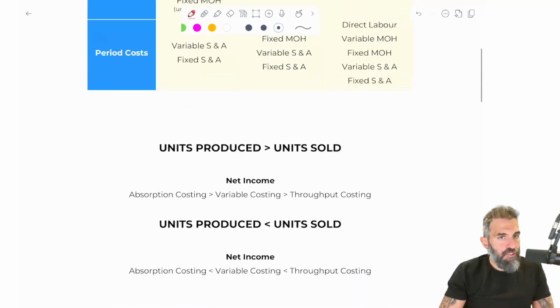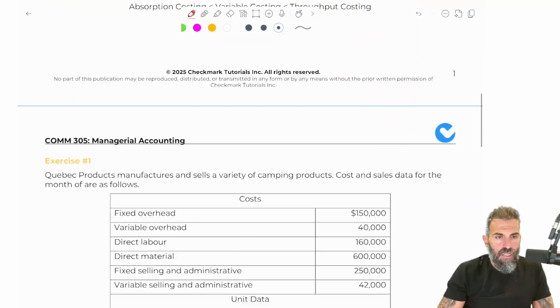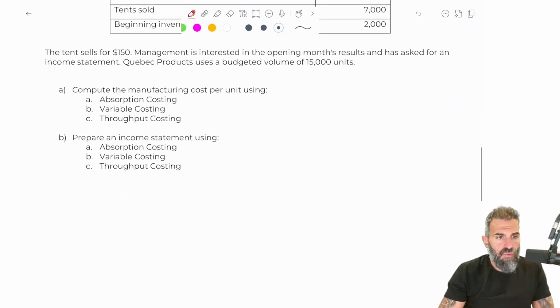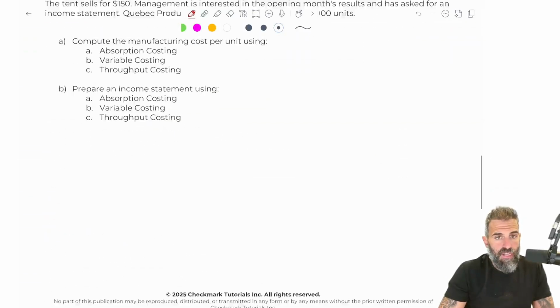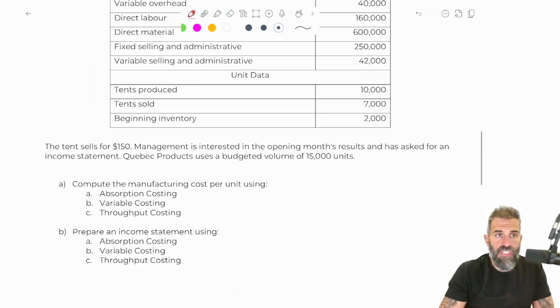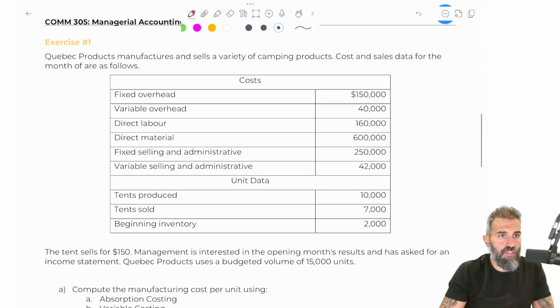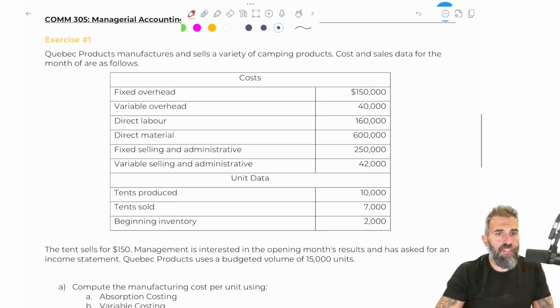The best way to learn this chapter, guys, is to solve questions. And so we are going to solve this case. I'll show you everything you need to know. By the end of it, you'll have everything you need to get full marks on this question. Okay, so let's get into it.